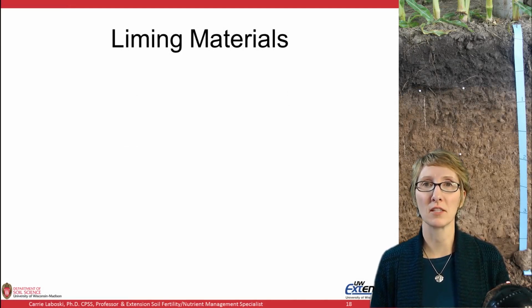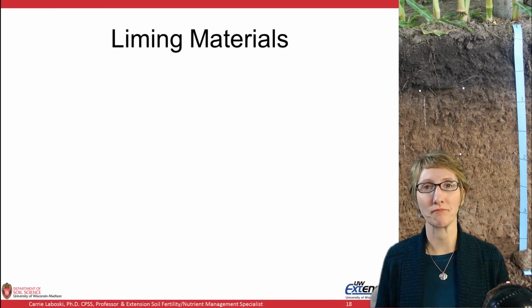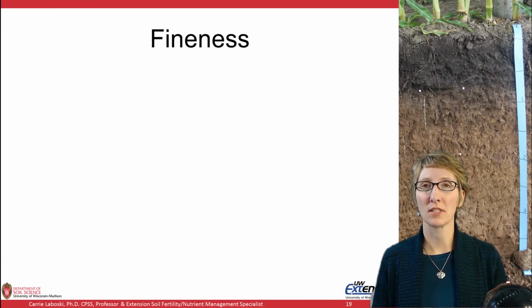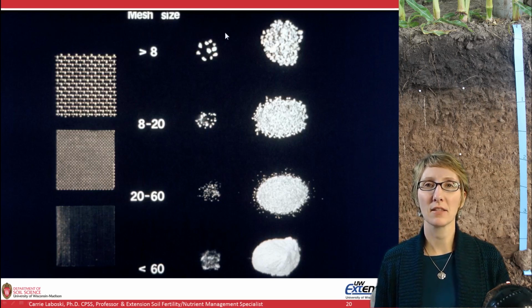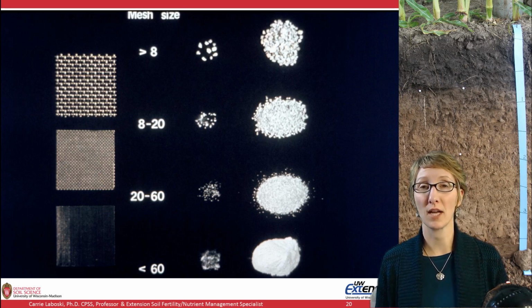So that moves us into discussing liming materials. And there's several components of liming materials. The first component is the fineness factor. And this photo here shows several mesh sizes that are used. And this is part of the process of determining the neutralizing index of a lime. We need to know the fineness.